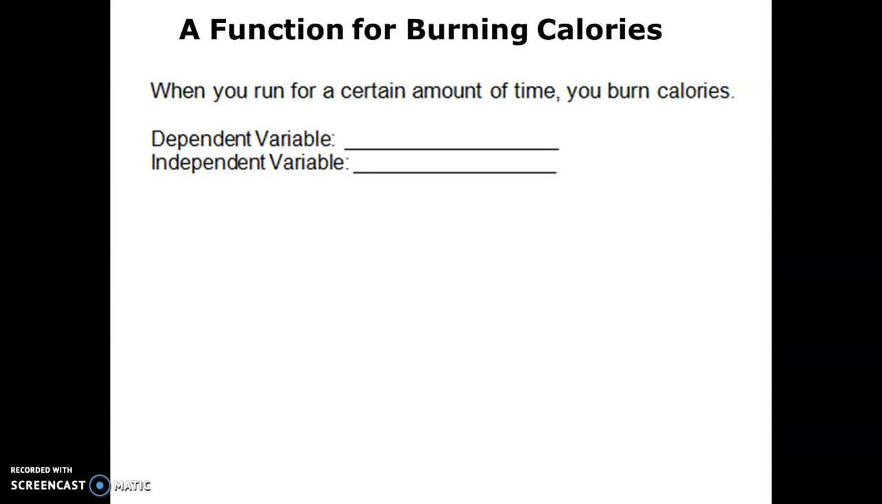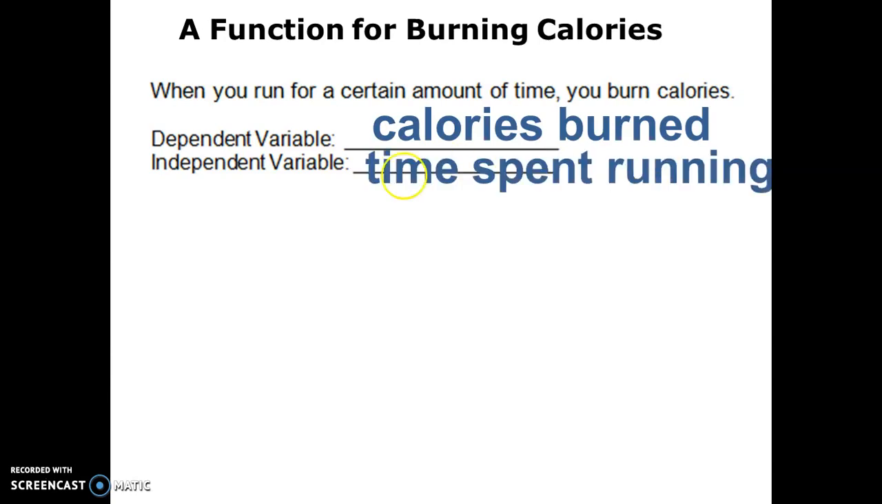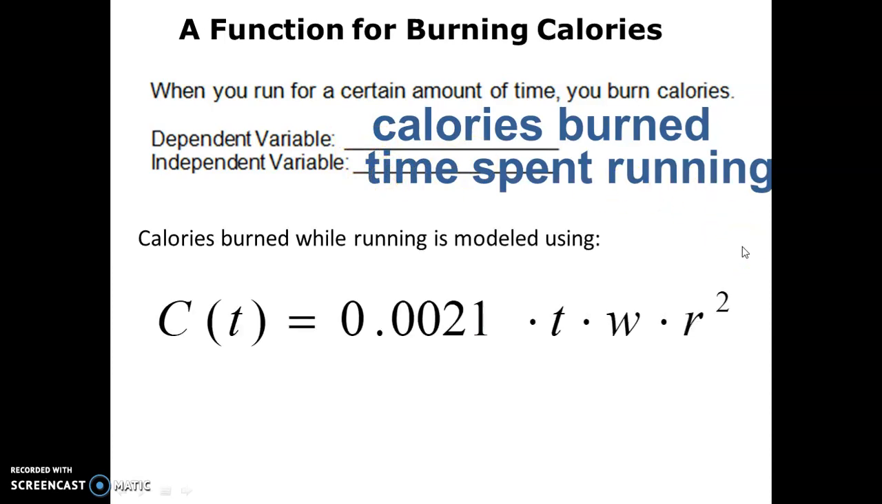So now that you've watched the Burning Calories video, you're ready to continue on your notes page. Basically, we're talking about a function that can be used to figure out how many calories you burn when you run. The dependent variable here is calories burned, because how many calories you burn depend on the time you spend running. And the function they gave in the video looks like this. So let's write that one down. Here it means calories burned dependent on time spent running.